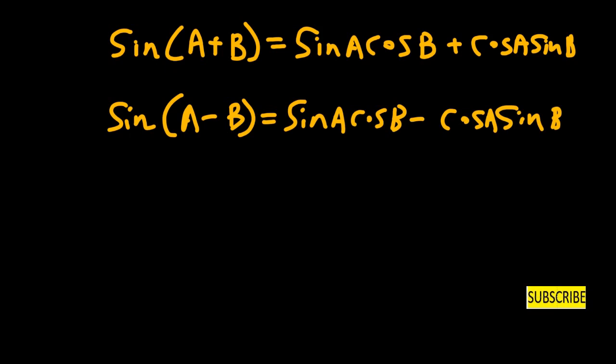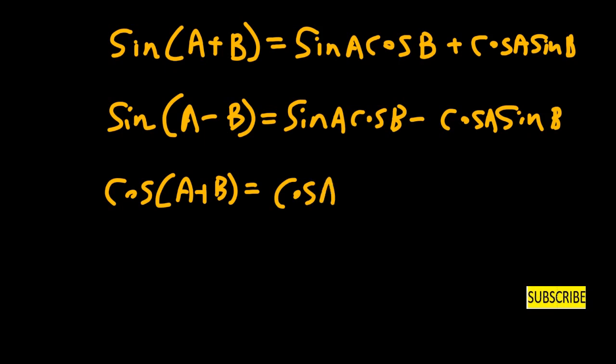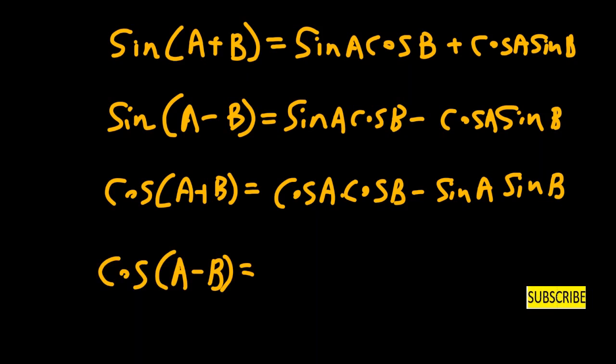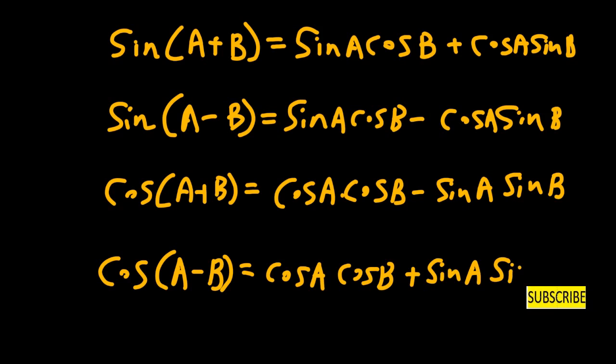When you consider the cos A plus B equation, that is equal to cos A cos B minus sine A sine B. Cos A minus B equation equals cos A cos B plus sine A sine B.